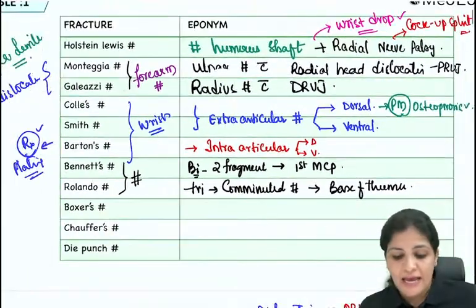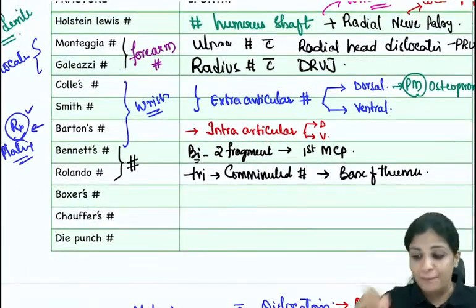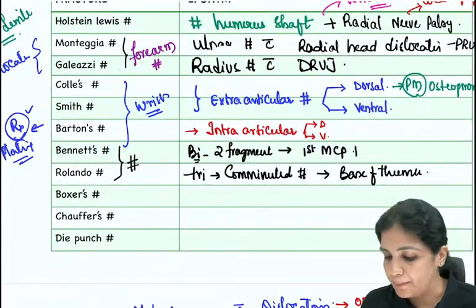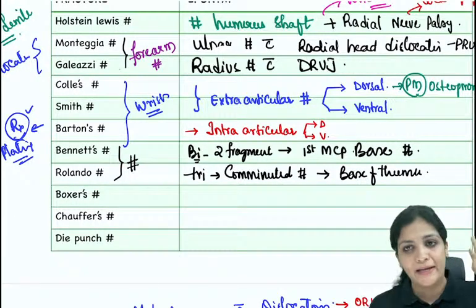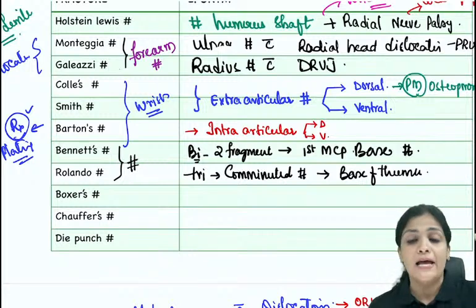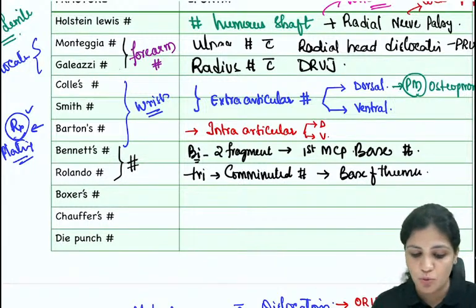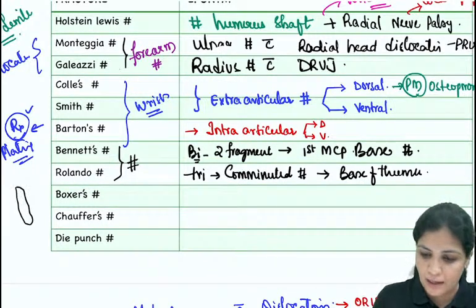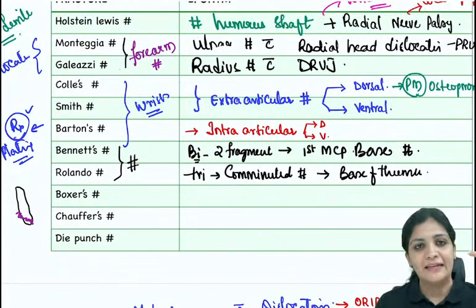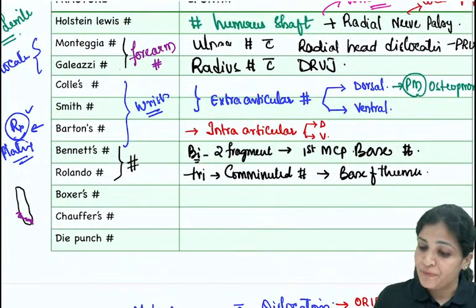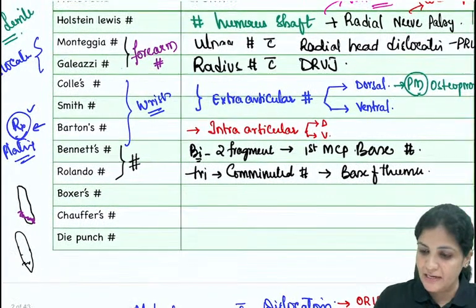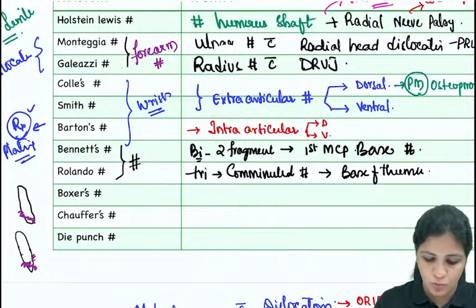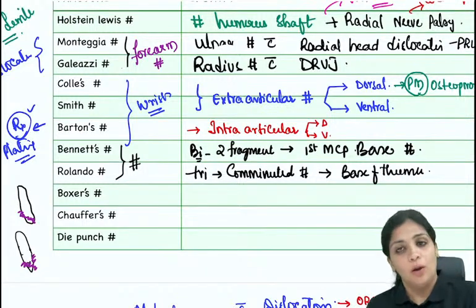So these are first metacarpal base fractures. There are 2 important fractures which you have to remember. One is Bennett's and the second one is Rolando. Bennett's is bi, so there are only 2 fragments. If you think this is your metacarpal and there is a fracture dividing it into only 2 fragments, that is your Bennett's. Similarly, if there is a metacarpal like this and there are multiple fragments, 1, 2 and 3, then that goes for your Rolando, right?